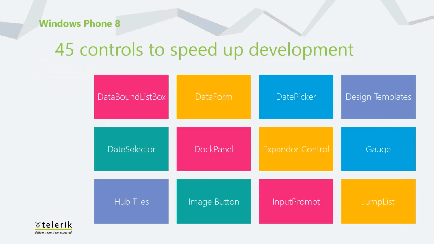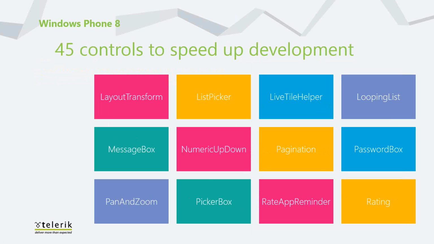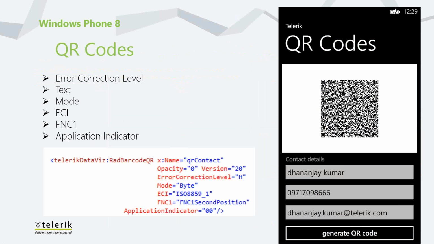all these controls, you can just read from the name what the purpose of those controls is. There are 45 controls. Just now we did QR codes. In that we can set the error correction level, text mode, ECI, application indicator, etc. I'll share the code with you.